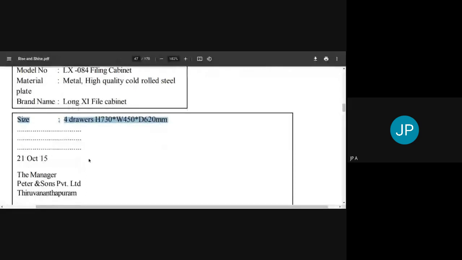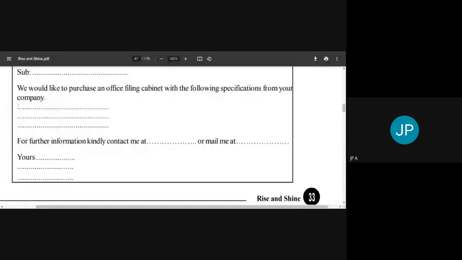Okay. So, length, width, height. H, W, and D. So, all these things should be mentioned in your specifications when you are sending an order for something. So that we have to include here. So all these four specifications have to be written here. For further information, kindly contact me at. So what do you write here?